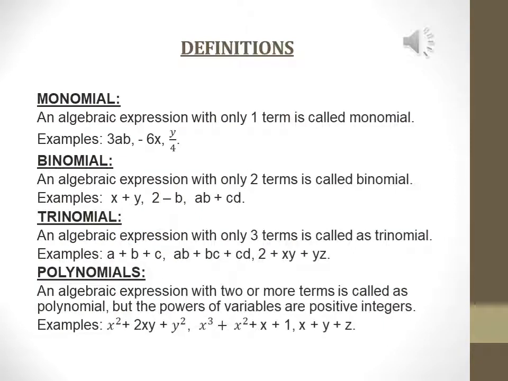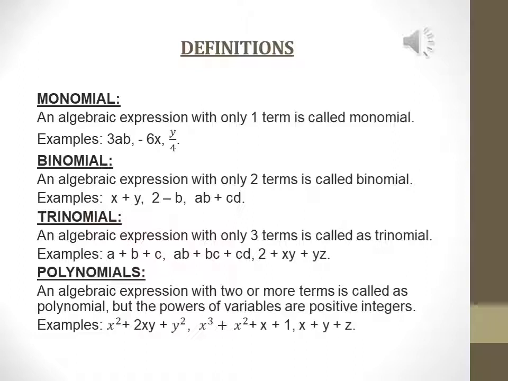Let's start with some definitions. An algebraic expression which has only one term is called a monomial. For example, 3ab, minus 6xy over 4, etc. Binomials: an algebraic expression which has two terms is called a binomial. Examples are x plus y, 2 minus b, ab plus cd, etc.